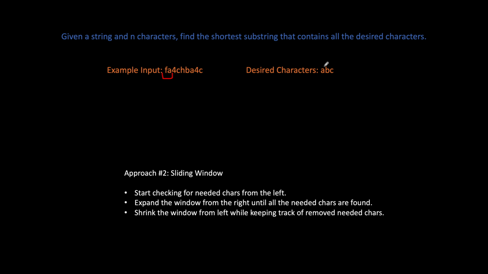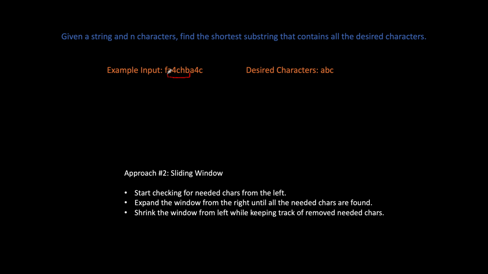Then we have FA. It contains one of the desired characters. So let's continue expanding it. 4, it's not something that we need. Let's expand it. We found C, yes, we need that. Expand it. H, we don't need it. Expand it. B, yes, we need it. So this substring contains all the desired characters.